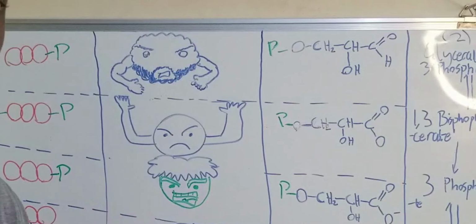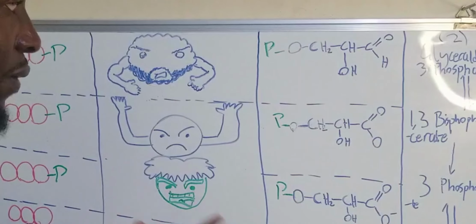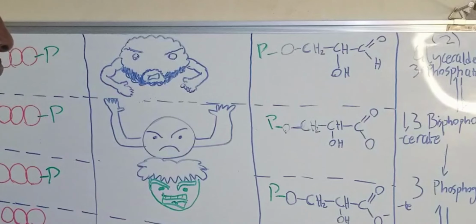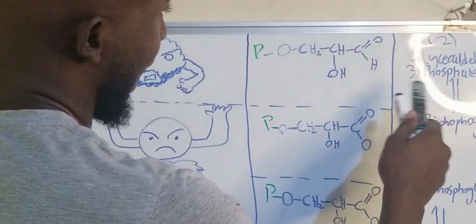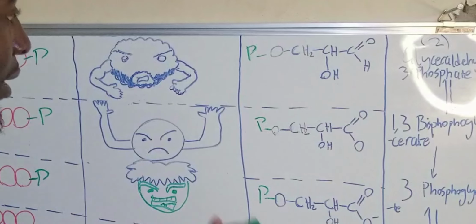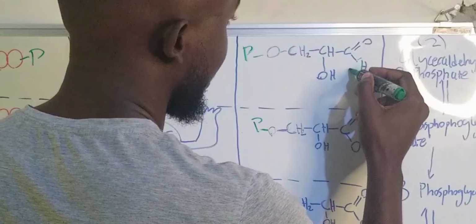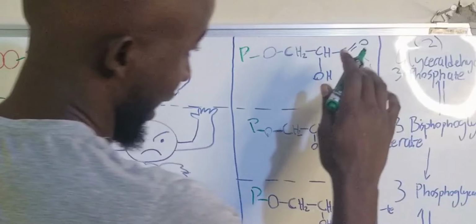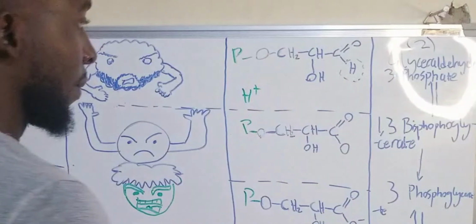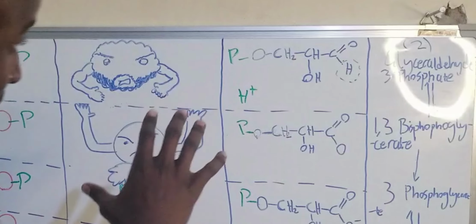So this will do 2 reactions. So first of all, oxidation. Second of all, phosphorylation. Oxidation of the glyceraldehyde 3-phosphate. Oxidation in this process will mean the loss of this hydrogen atom. And when we lose this one, it is left like that.